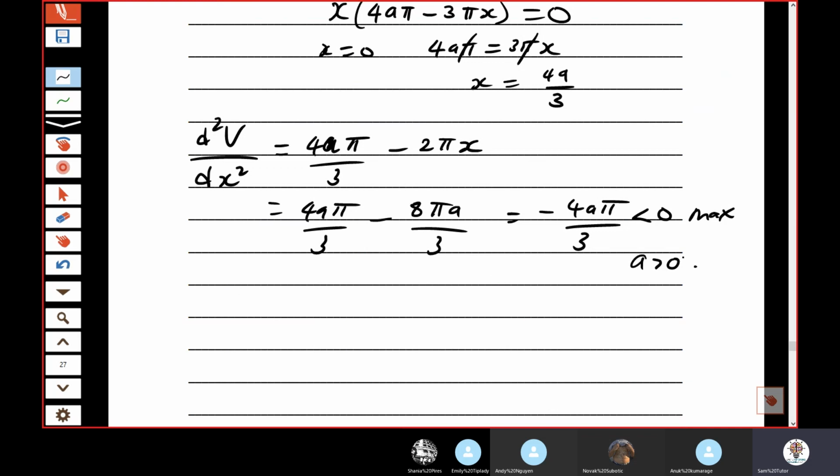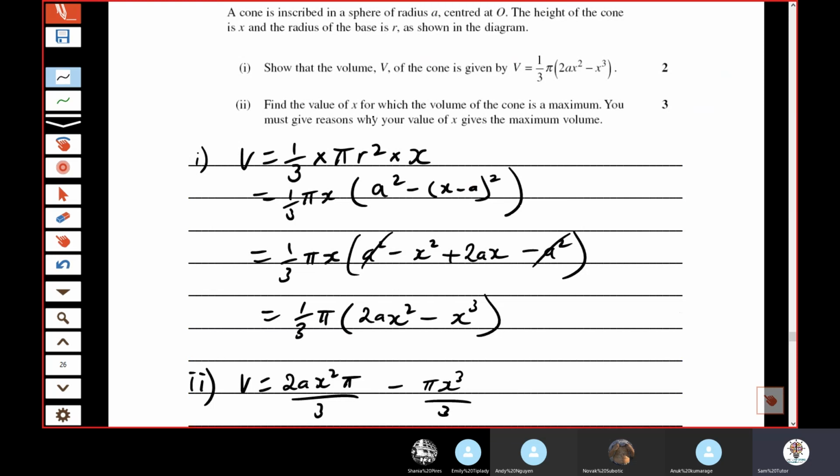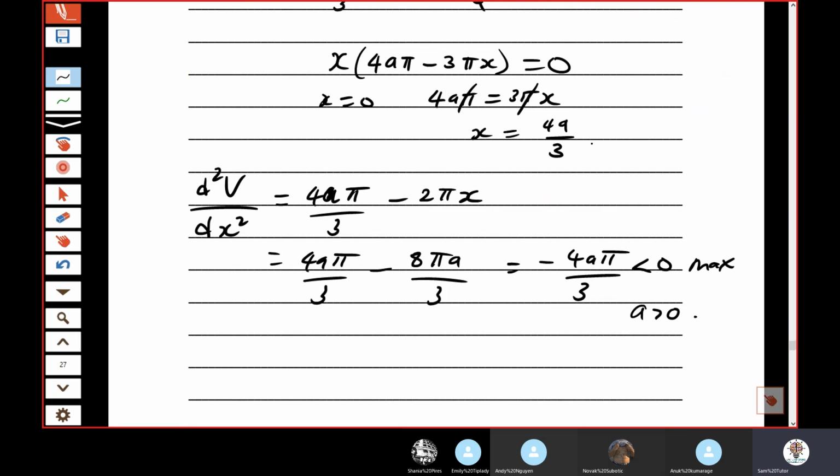Stop, go back, reread the question. Did I answer it? If so, you're done. The question says find x, you must give reasons. I did find x. It doesn't say to find the volume. Finished.